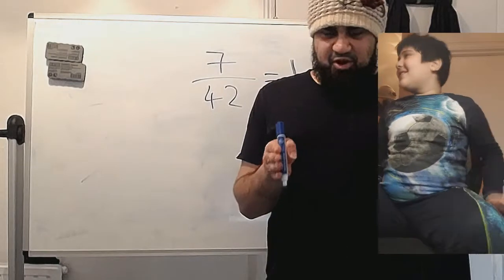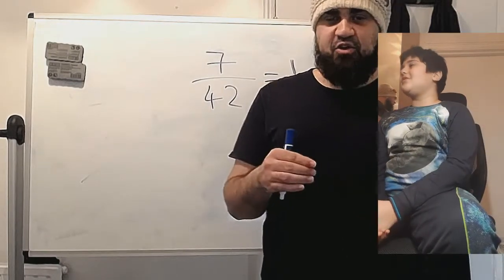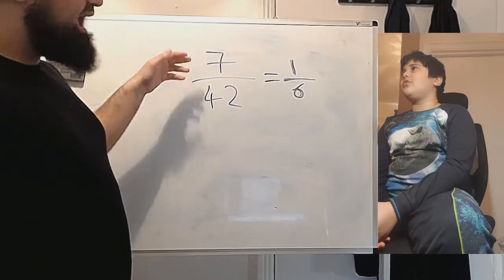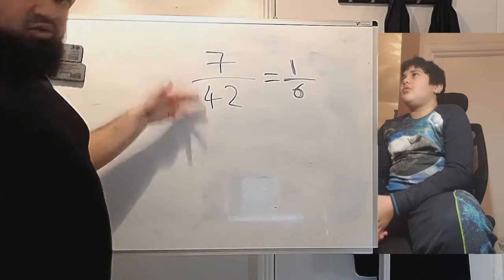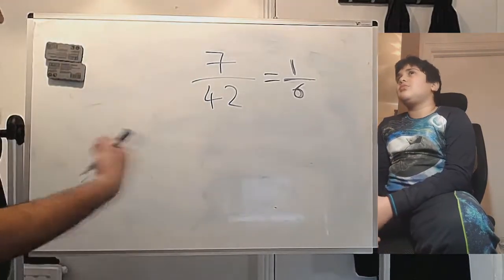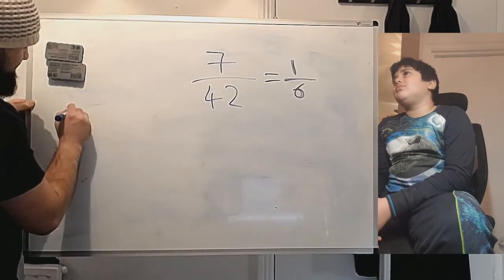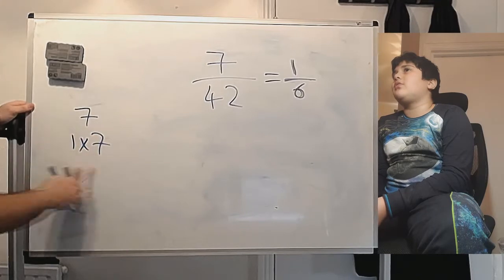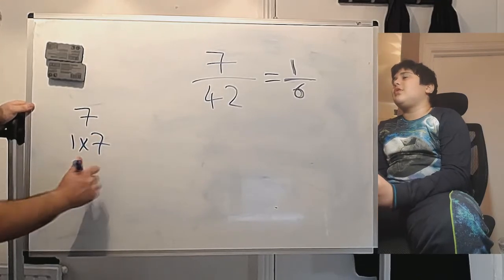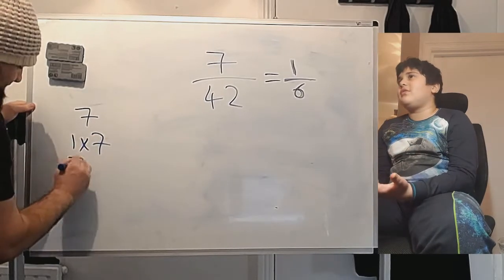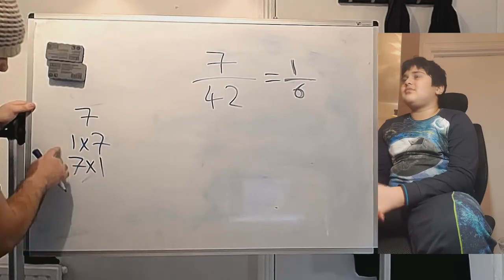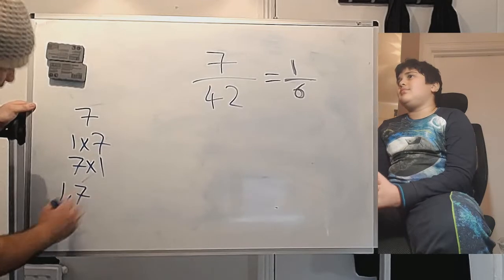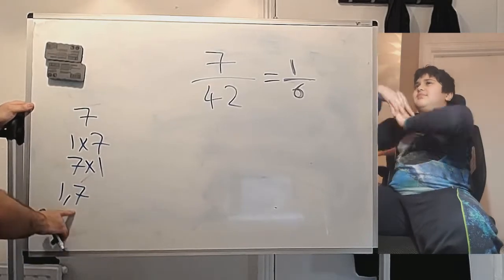So you got 7 over 42. First, you have to look for the highest common factor between the numerator and denominator. To find out what's common between them, we have to find out what the factors of 7 are. So factors of 7: you got 1 times 7. 7 times 1, but there's no point writing that again. So if we list the factors, you got 1 and 7.